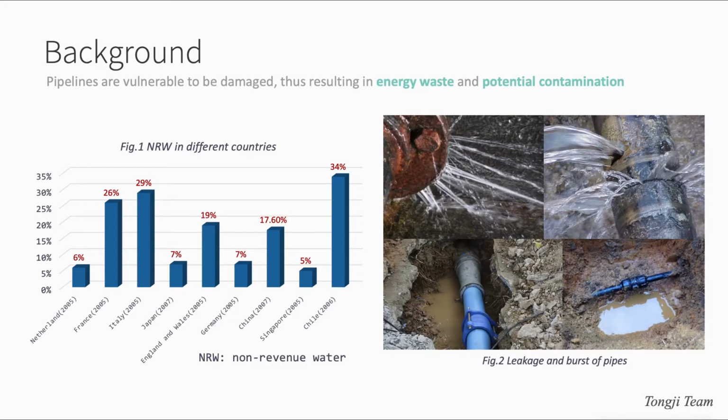The water distribution network is one of the most important infrastructures. However, due to many reasons such as poor quality pipes, aging facilities, and man-made destruction, pipelines are vulnerable to be damaged, thus resulting in energy waste and potential contamination. As shown in Figure 1, leakage is common to the WDN of many countries, and as we all know, leakage accounts for most of the non-revenue water.